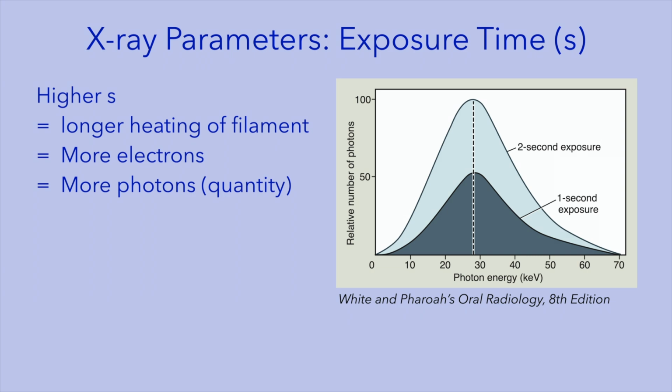Note that in this graph, the difference between the 1 and the 2-second exposure is purely the numbers of photons. The peak energy and the mean energy of the photons remain the same. Thus, increasing or decreasing the exposure time will increase or decrease the number of photons but does not impact the energy of those individual photons.